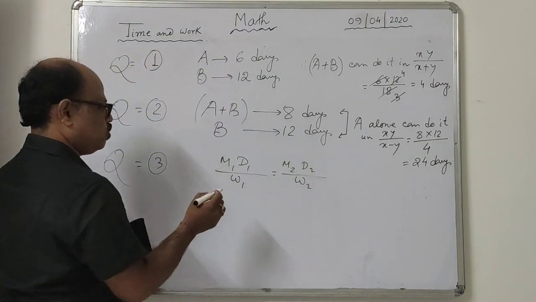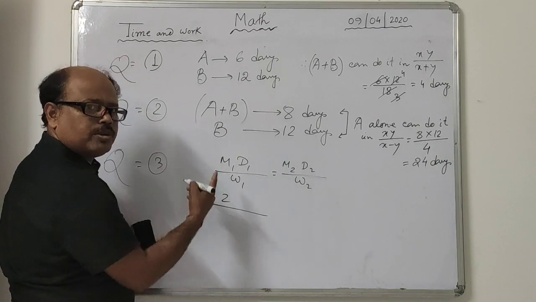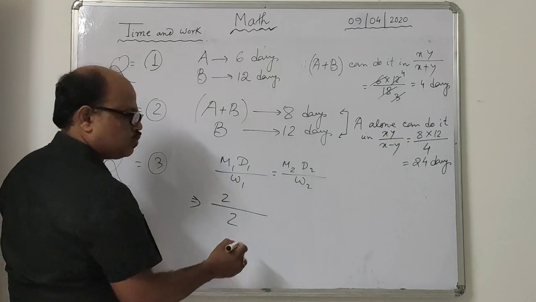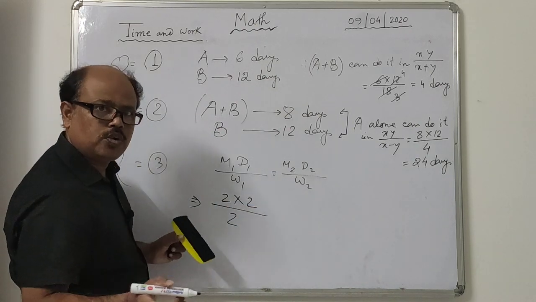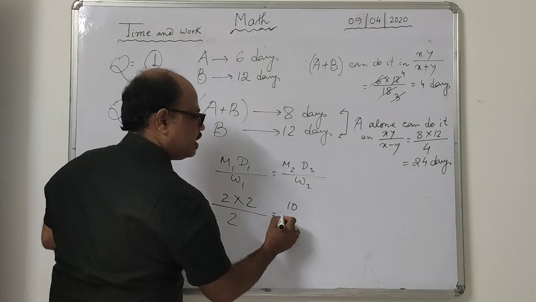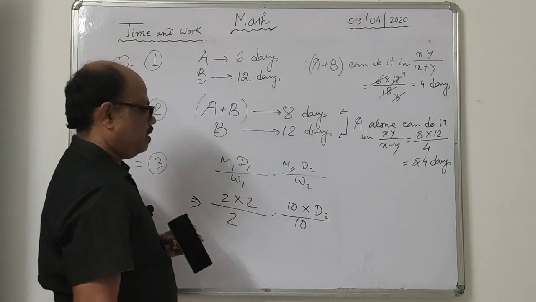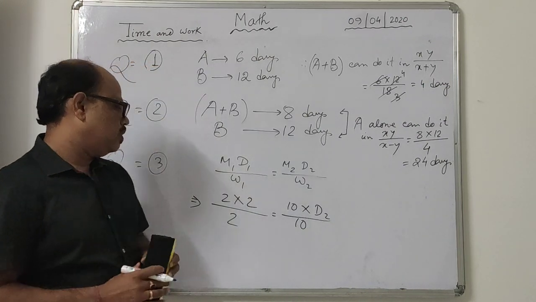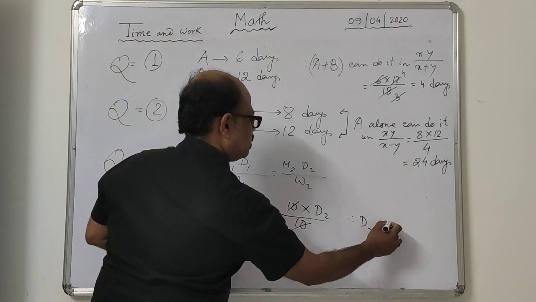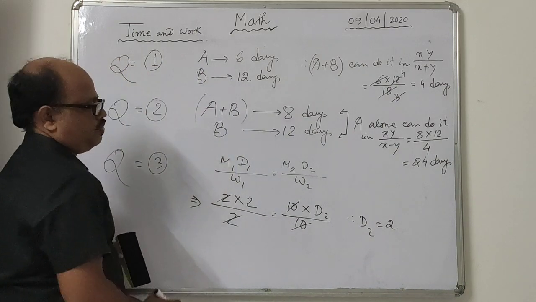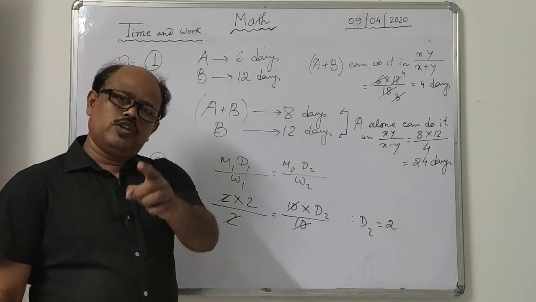Using this formula, for question number 3, in place of M1 is 2 cats, in place of W1 is 2 rats, and in place of T1 is 2 days. Same thing, 10 cats eat 10 rats in how many days? After cancelling 2, 2, 10, 10, therefore D2 is 2 days. So 10 cats eat 10 rats in 2 days.